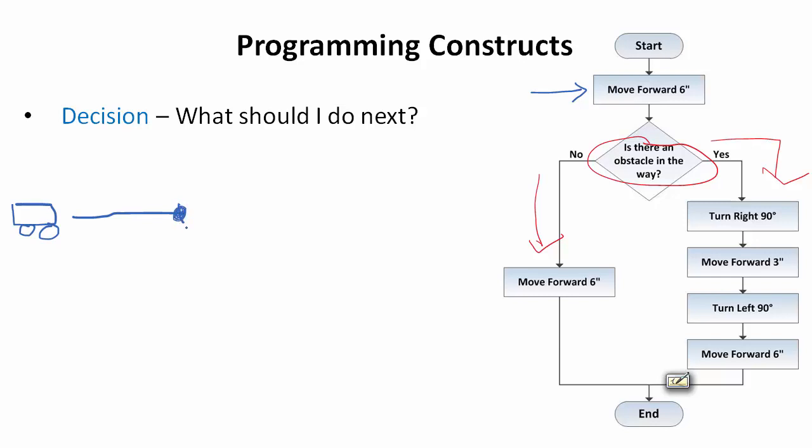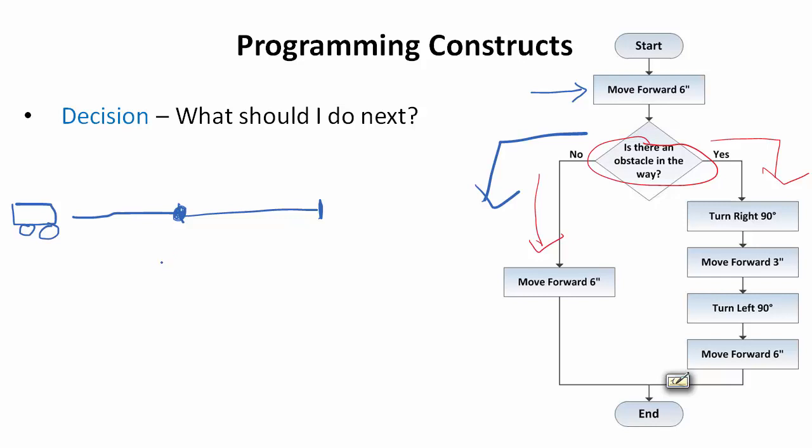Okay, so it's going to then take this path through the program, and it will then say, okay, I'm going to move forward another 6 inches, and then it stops. And that's the end of the program. So it did make a decision. It didn't affect anything. It just continued to move. But what would happen if there was an obstacle in the way?